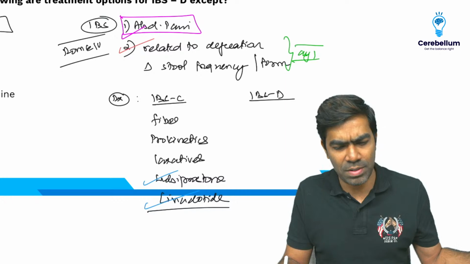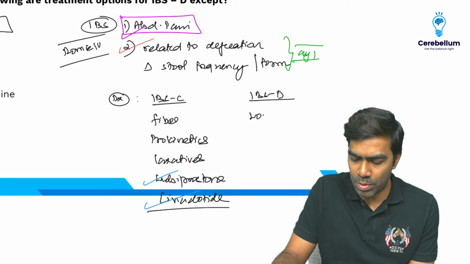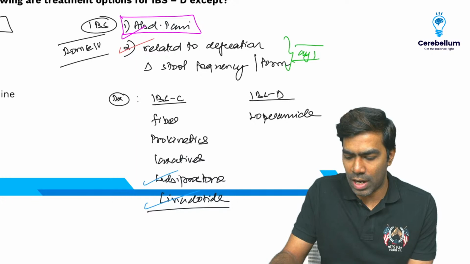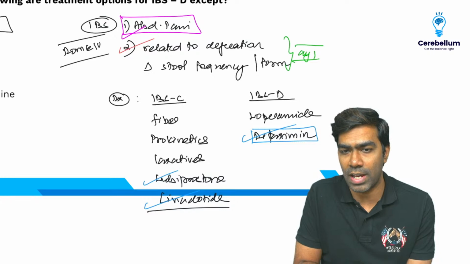Psyllium husk is a fiber, that's all. It's just a form of fiber, nothing more than that. So for IBS-D, you're going to use loperamide. Okay, loperamide can be tried. Or alternatively, there's another drug called rifaximin. Rifaximin treatment for 14 days is very, very effective for IBS of diarrheal type. But it's approved only for use in 14 days, not more than that.